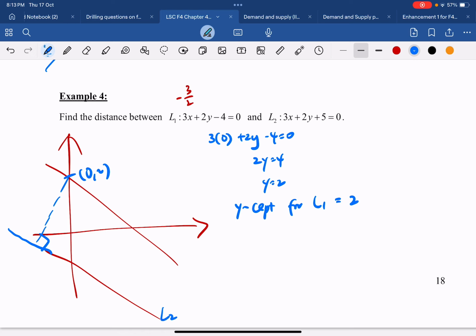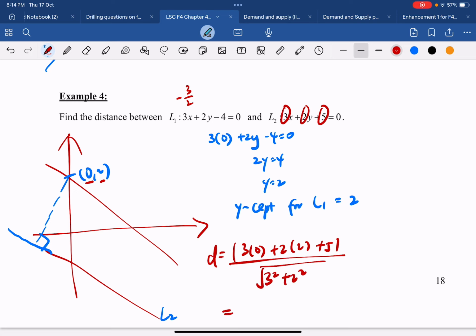Okay, so again, use the formula. Okay, so this time A is 3, B is 2, C is 5, and then x is 0, y is 2. So substitute the numbers. So it should be 9, and then let me see, it should be root 13. So this would be the answer.